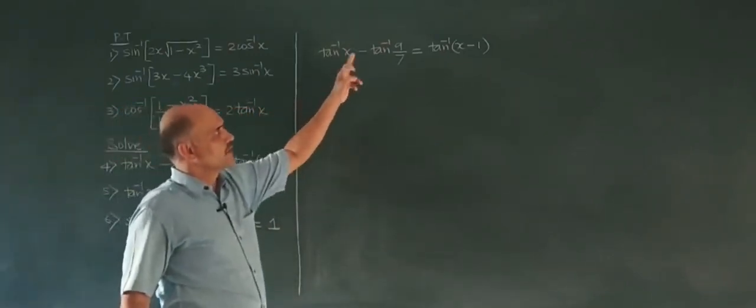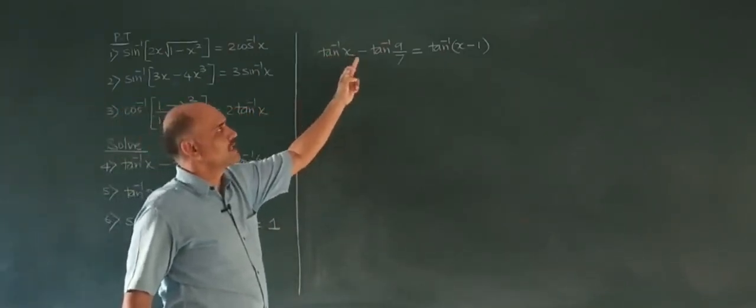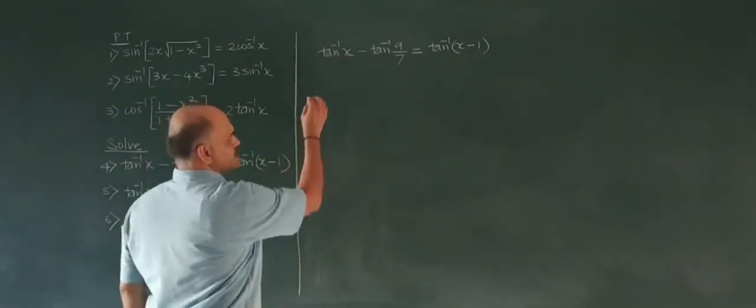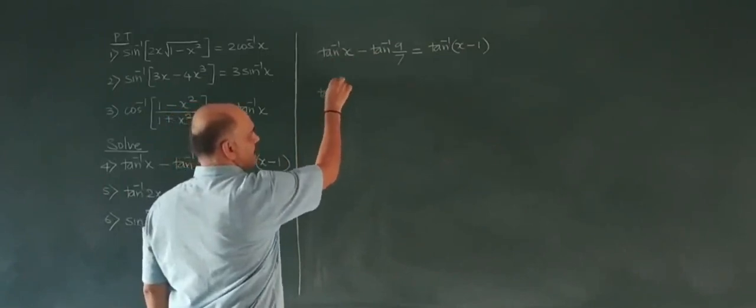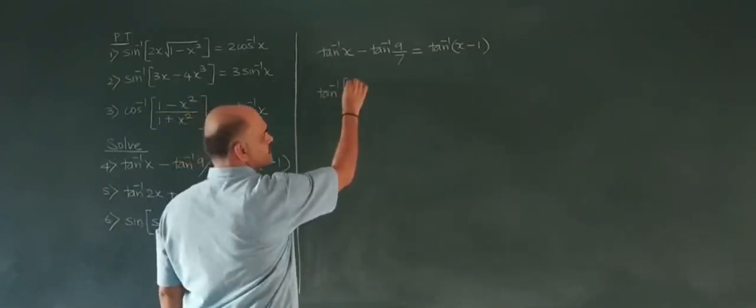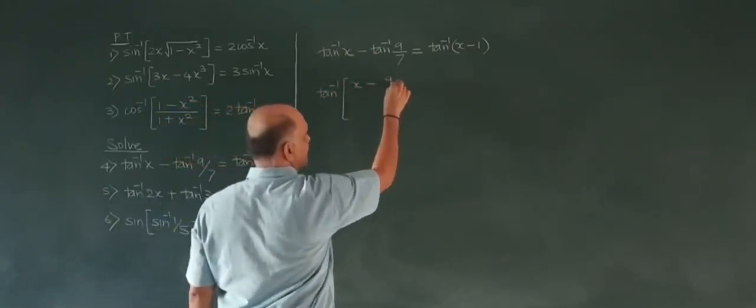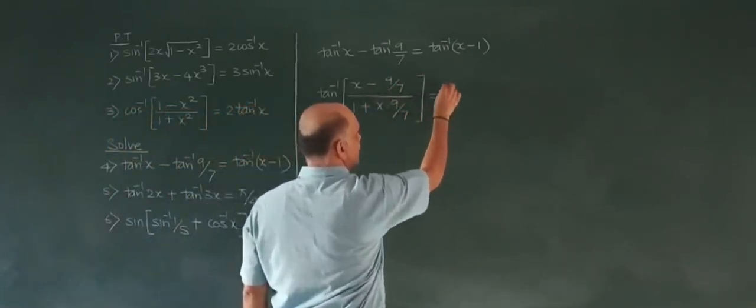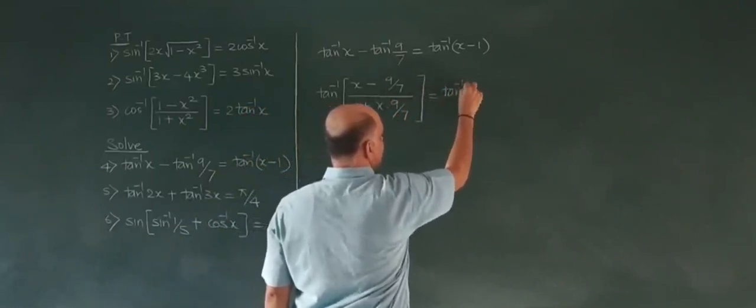Now here you apply the tan inverse x minus tan inverse y formula. So tan inverse x minus tan inverse y is tan inverse of x minus y, that is x minus 9 by 7, divided by 1 plus xy, that is 1 plus x into 9 by 7, is equal to tan inverse of x minus 1.